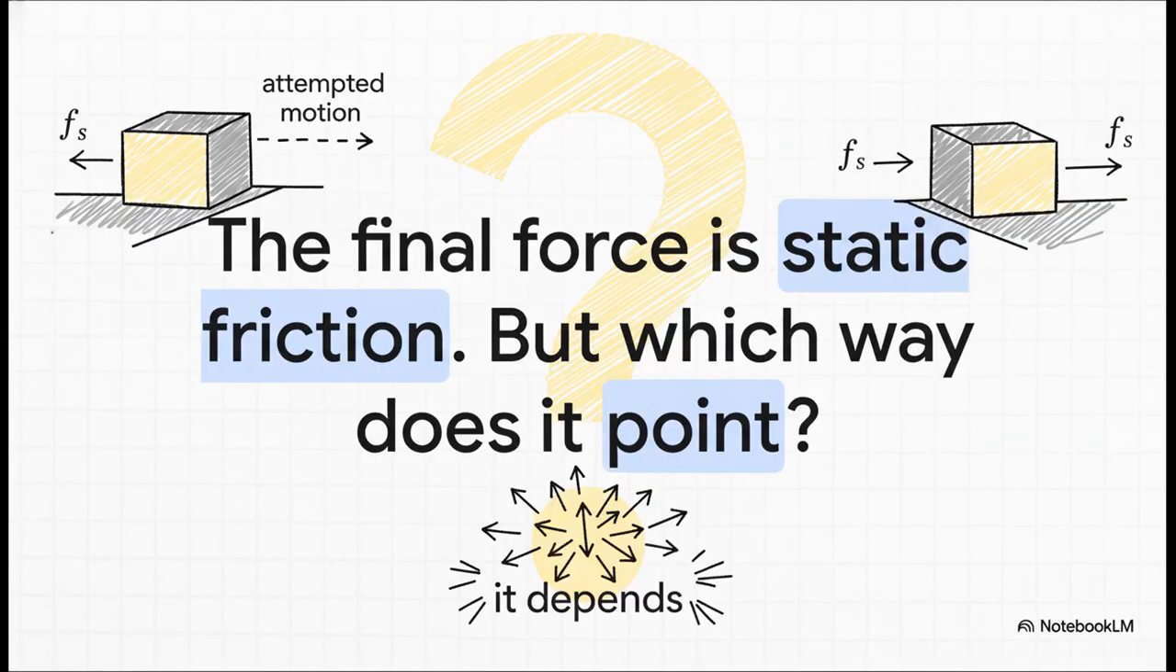And here we go. This is it. The single biggest trap in this entire problem: static friction. So many people get this wrong because they think it has a fixed direction. It doesn't. Static friction is, well, it's clever. It's a reactive force. It only pushes as hard as it needs to, and it always points in the direction that opposes the way the object wants to move. So, which way does it point? The answer is, it depends.